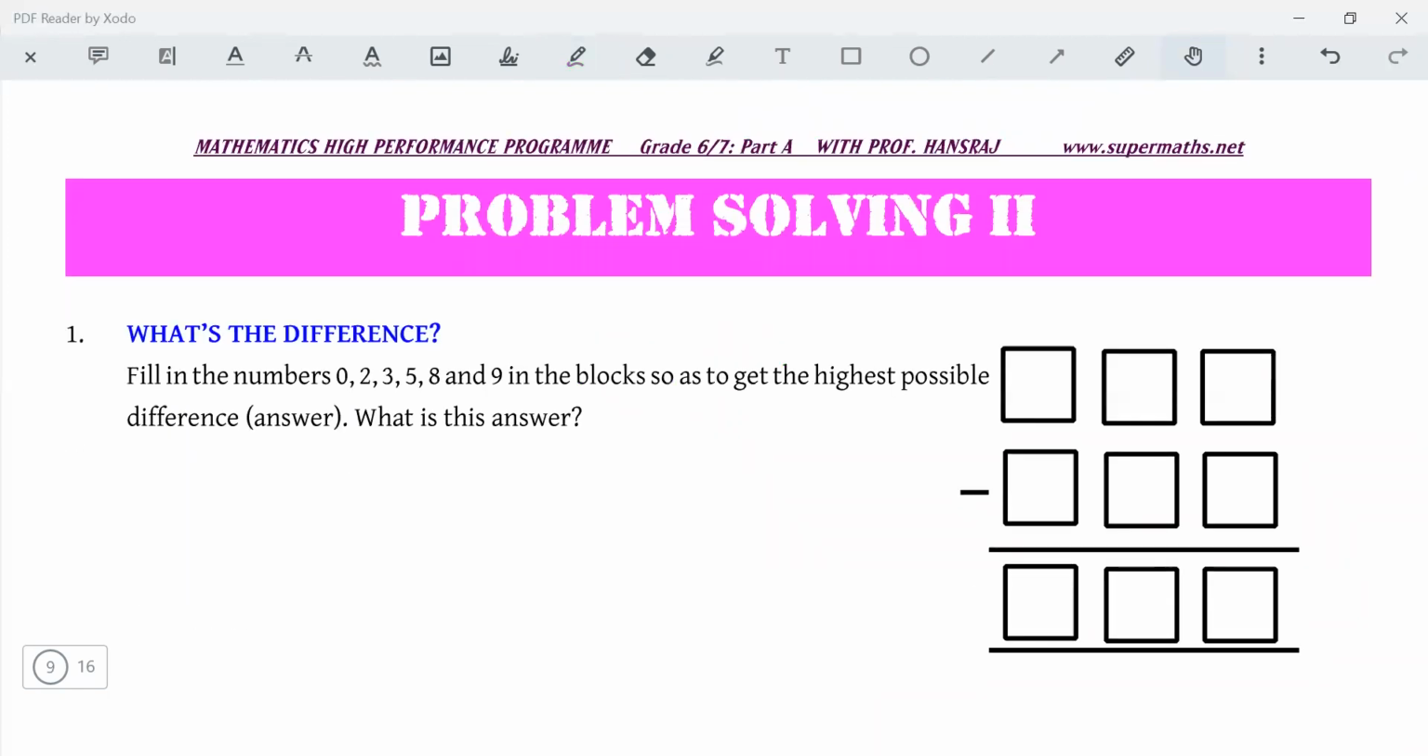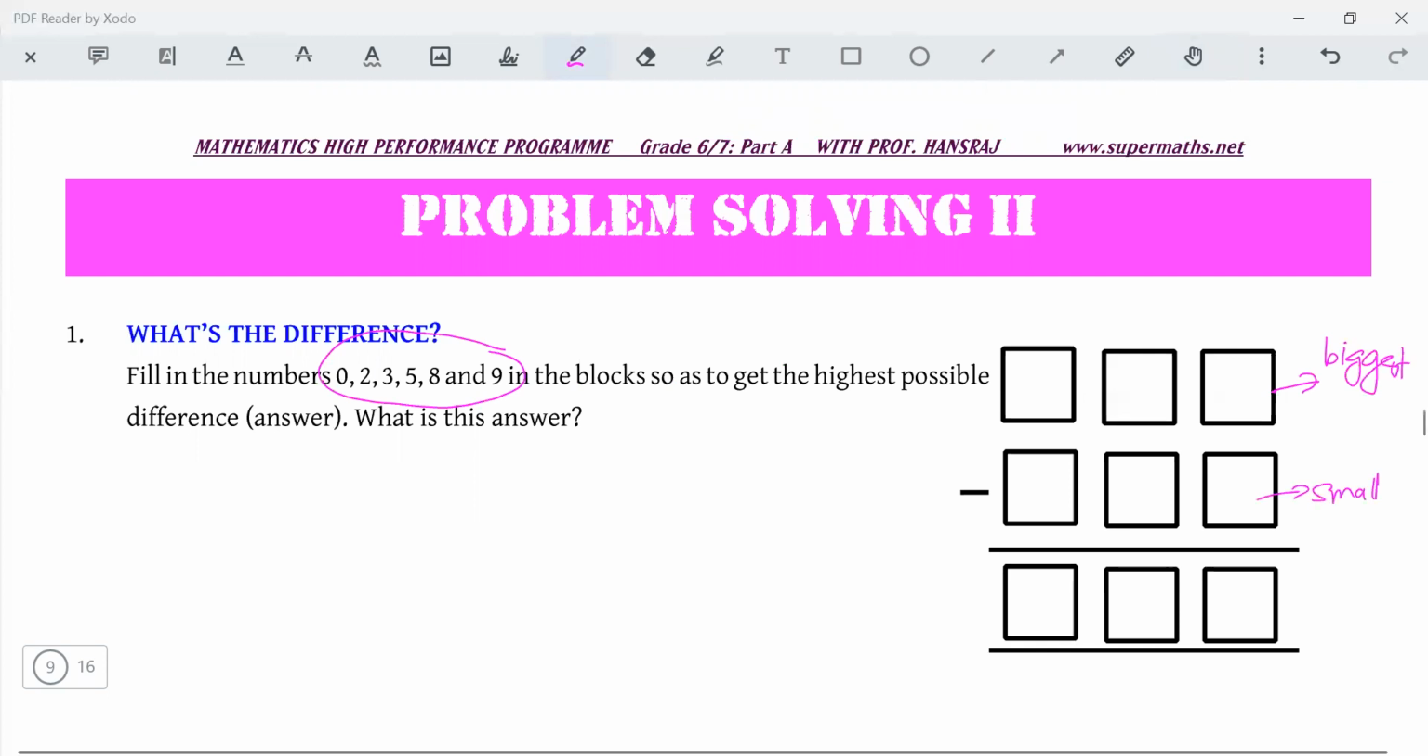Then we shall move on to problem solving. The first question there is, what is the difference in this case here? You have to fill in the numbers 0, 2, 3, 5, 8, and 9 in the blocks to make the highest possible difference. So I think it makes sense that you should have the biggest number on the top and the smallest number below it. Then your answer will be highest.